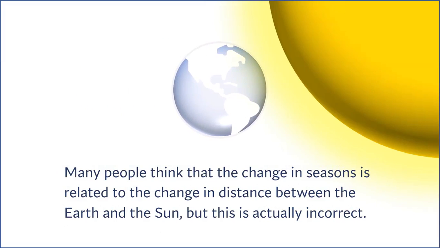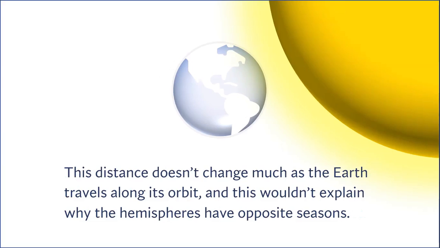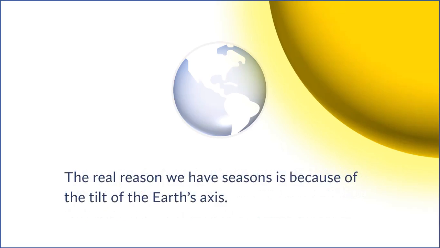the Earth and the Sun, but this is actually incorrect. This distance doesn't change much as the Earth travels along its orbit, and this wouldn't explain why the hemispheres have opposite seasons. The real reason we have seasons is because of the tilt of the Earth's axis.